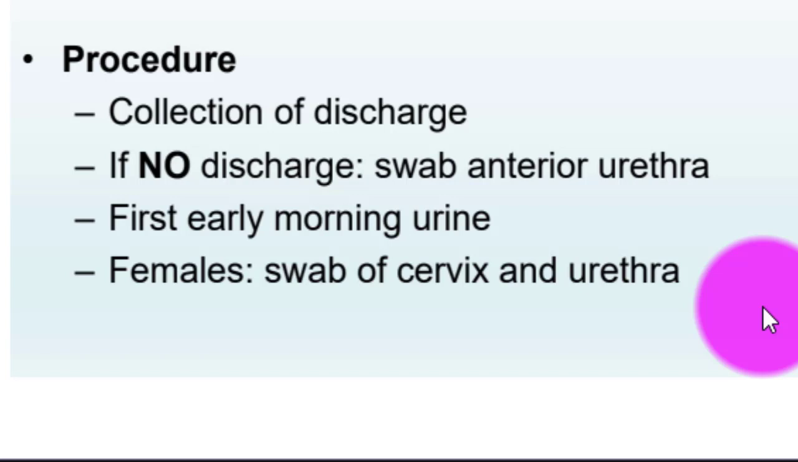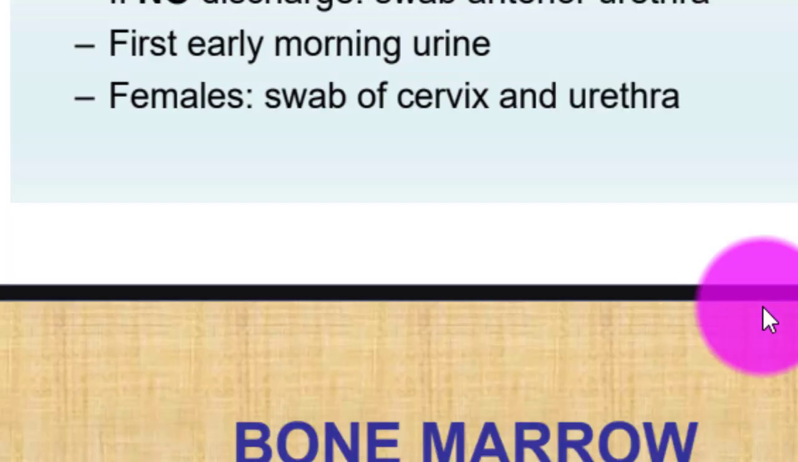Genital sample, suspected STD, sexually transmitted diseases. Procedure: collection of the discharge. If no discharge, swab the anterior urethra. First early morning urine. For females, swab of the cervix and urethra.